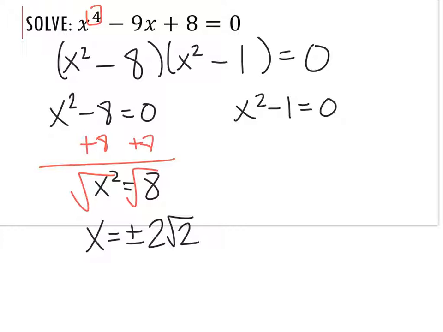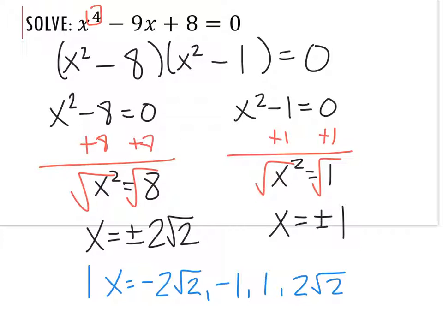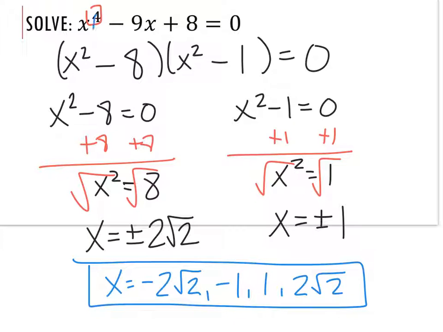And then over here, we're going to add 1 to both sides. And x squared is equal to 1. And when you square root both sides, x is equal to plus or minus 1. So those are our 4 answers. x is equal to a negative 2 square roots of 2, a negative 1, a positive 1, and a positive 2 square roots of 2. It said to the 4th, so there shall be 4 answers.